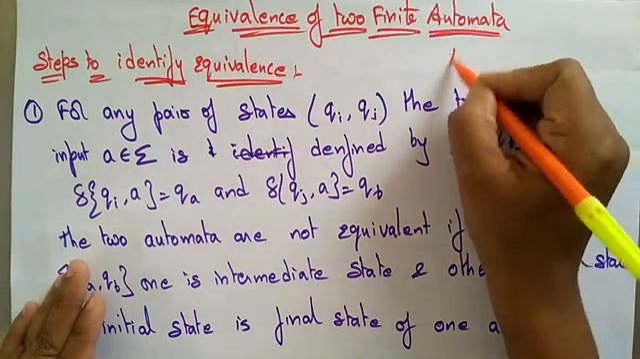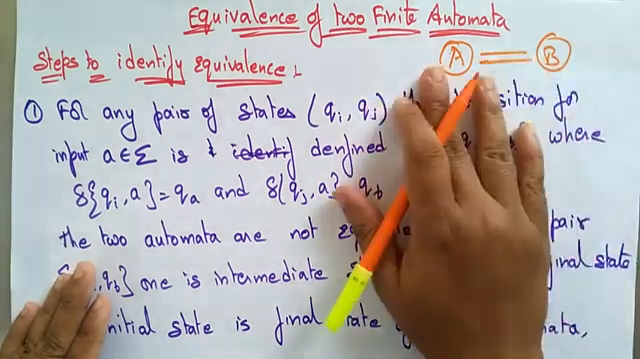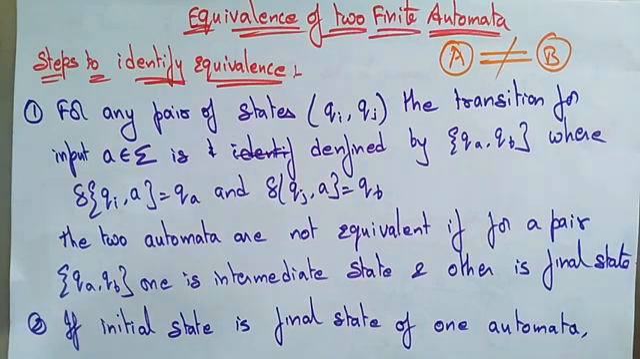Suppose A is one automaton and B is another. We need to check whether these two finite automata are equivalent or not equivalent. For that you need to follow some steps. Based on the steps we are going to find out whether those automata are equivalent or not.